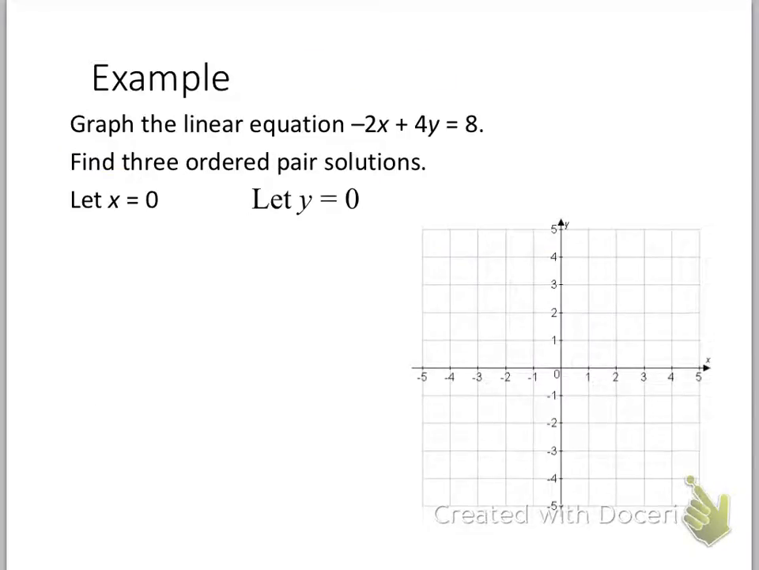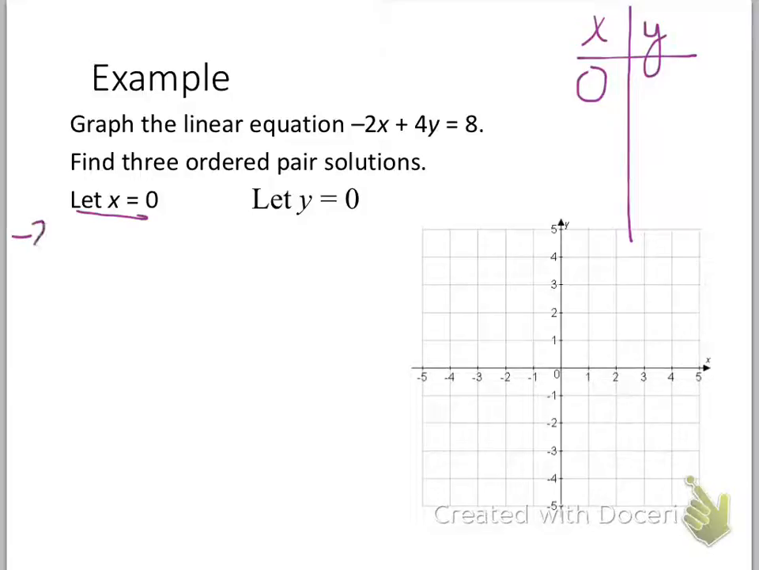Graph the linear equation, negative 2x plus 4y equals 8. Find three ordered pair solutions. So I'm going to make a little table here. The easiest thing to do is to start with 0. 0 is so easy to solve with. So let's let x equal 0.